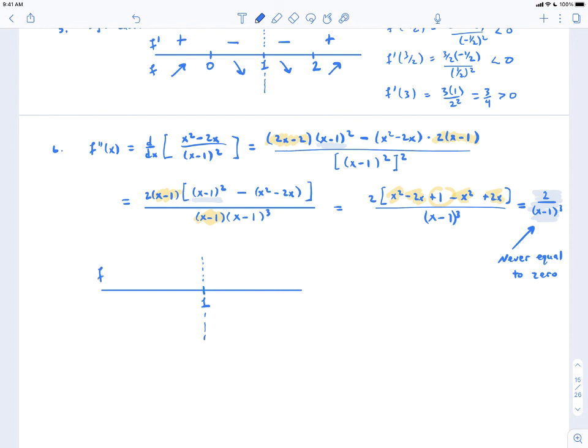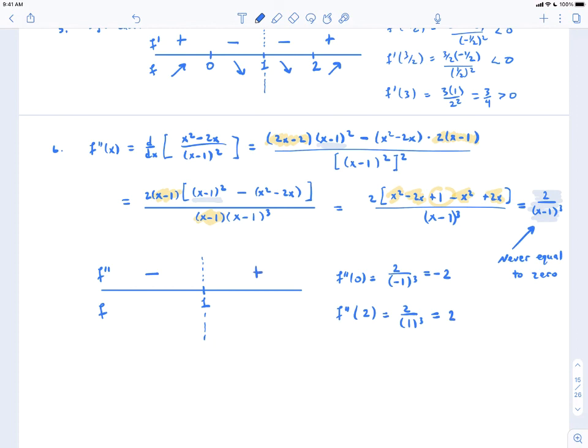We want to check f double prime. So we just need to check something less than 1, so 0 will do. So f double prime at 0 will give you 2 over negative 1 cubed, which of course is negative 2. So that's less than 0, so we just put a minus sign here. And then for f double prime, just pick something bigger than 1. So 2 would be fine, because then we'd have 2 over (2 minus 1), which is a positive 1 cubed, and that's of course just 2, so that's positive.